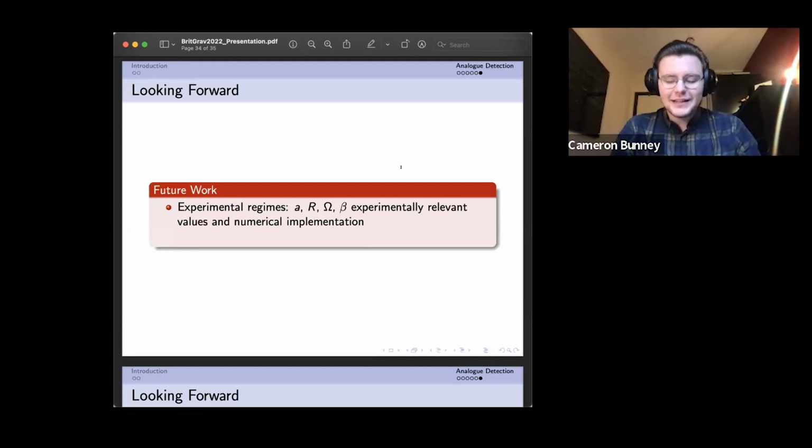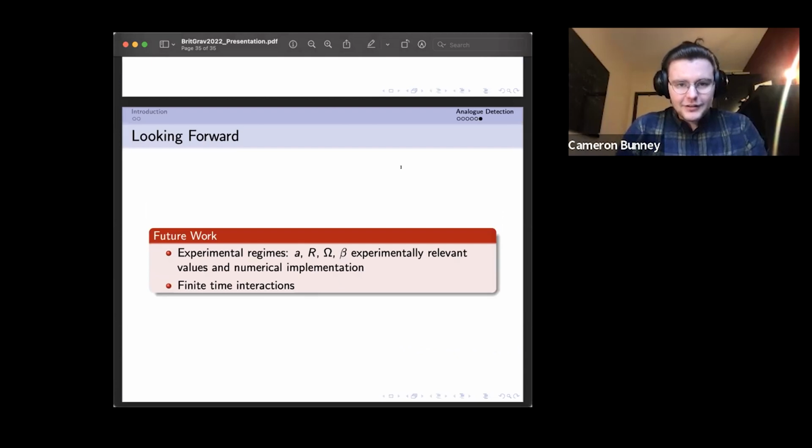So looking forward, this would be to numerically implement these response functions and see what a detector should see using the relevant experimental regimes. And finally, to add in finite interaction times, since most labs don't exist forever and can't do experiments forever. And that is it for time, and I have reached the end as well.